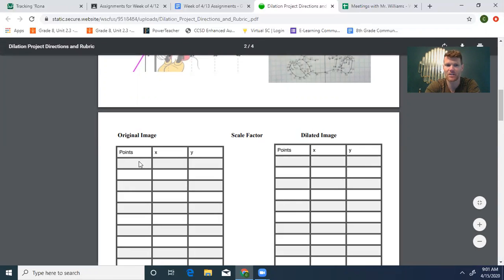So let's say, for example, this was A, and this was 1 and 5. This would be A prime, and if we scaled it by 2, that would be 2 and 10. Okay, so you took your point and you multiplied it by 2 and went over there. So that's the easy way.